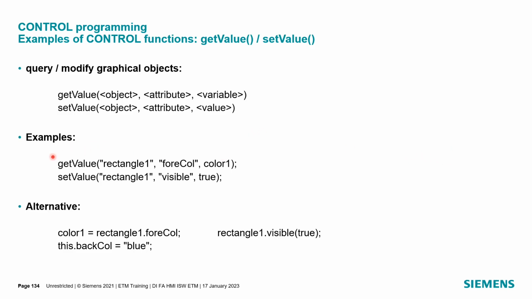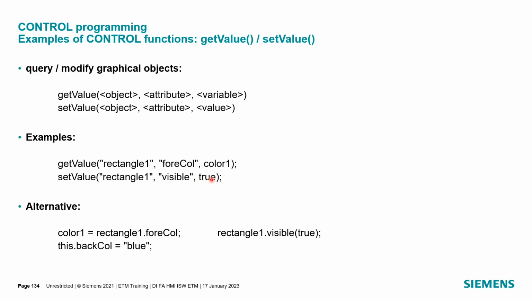So for example, I take a getValue for rectangle 1, so that's the object name of my first rectangle, which was auto-assigned because I did not do a naming. Change the foreground color, so the color of the border, and now read the foreground color and store the color inside the variable color1. Or setValue, where we add this rectangle 1 and trigger the property visible on true, which indicates that this was before false, so invisible.